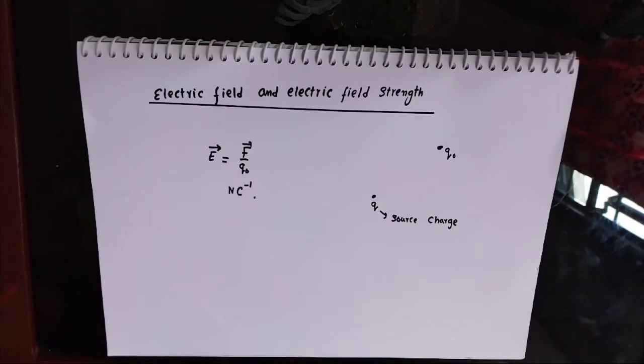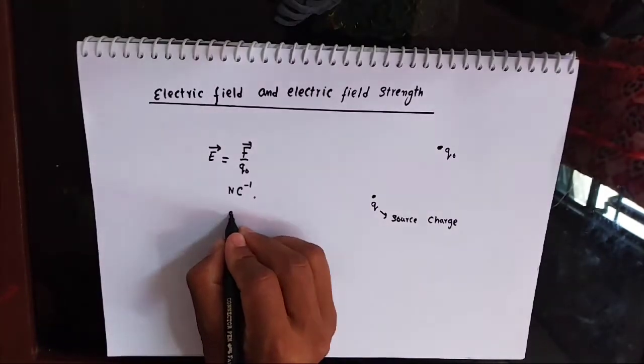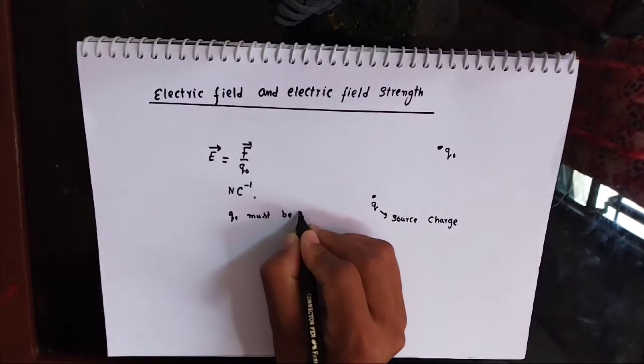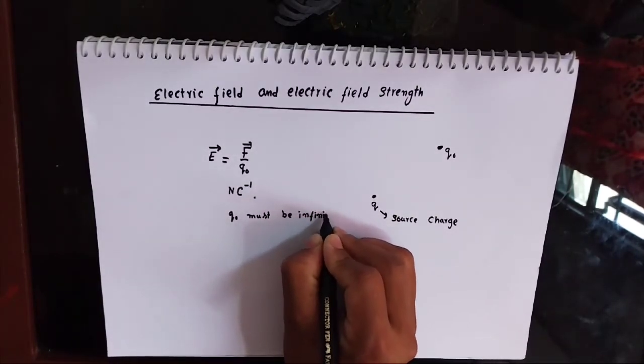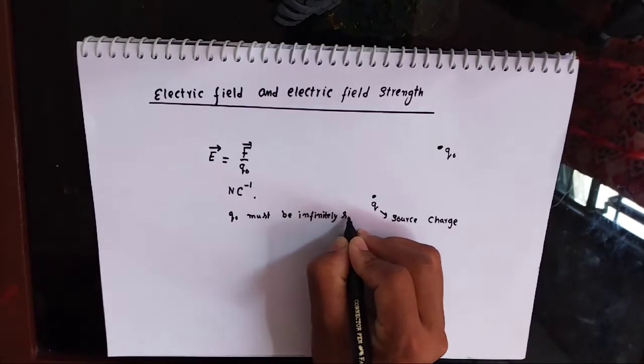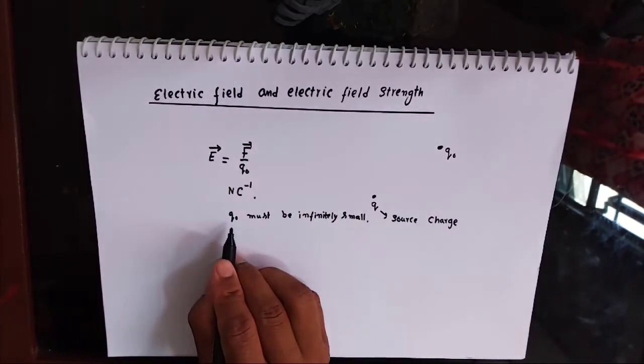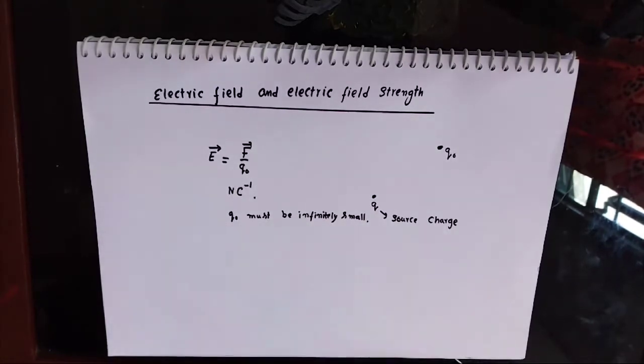Remember, this Q naught must be infinitely small. Why? If this test charge Q naught is not vanishingly small, then the electric field to be measured may be changed by the test charge. So that's why Q naught must be infinitely small.